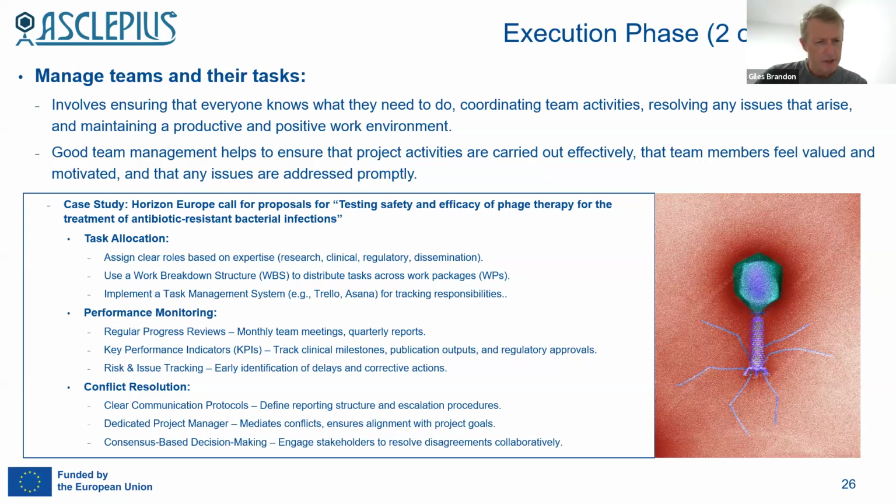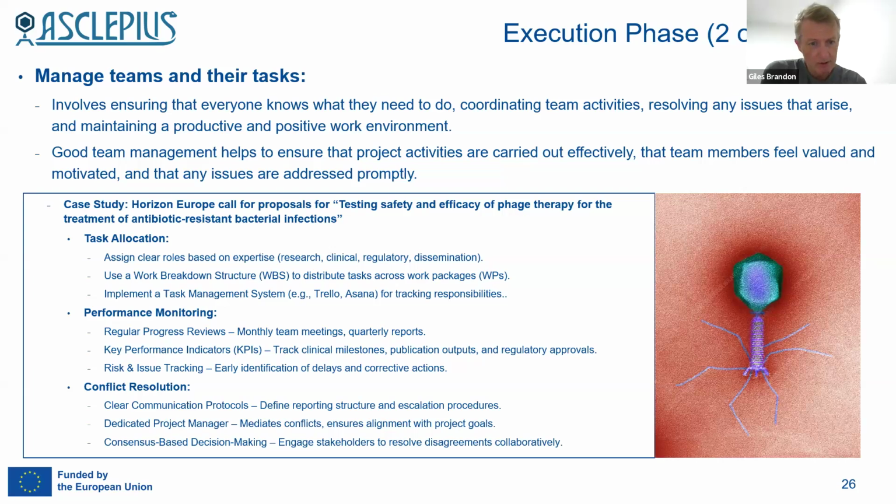So you need to think about task allocation, performance monitoring, and conflict resolution. With task allocation, the things you should be thinking about are assigning clear roles based on expertise, using the work breakdown structure, the work packages, to distribute the tasks to the different experts, and you need to implement some sort of task management system for tracking responsibilities.